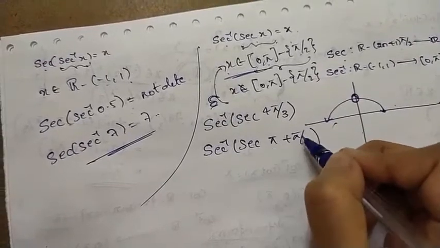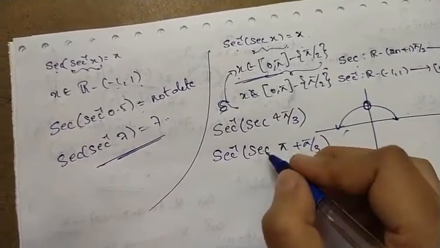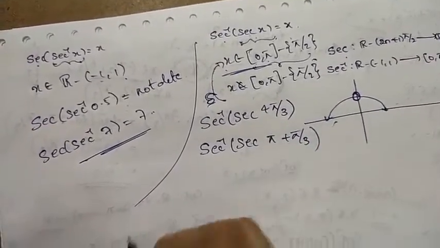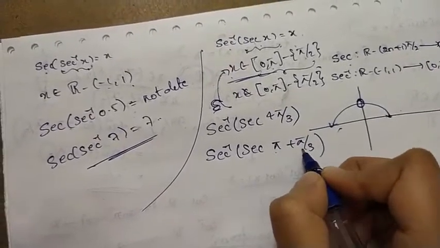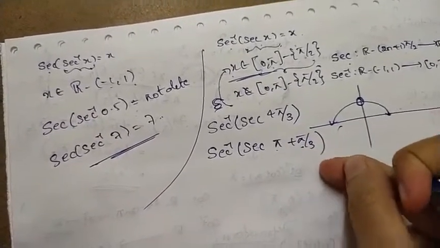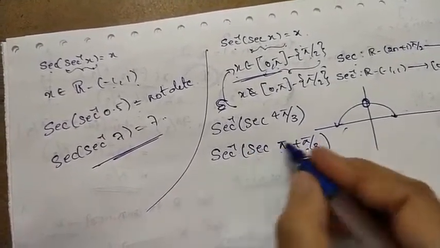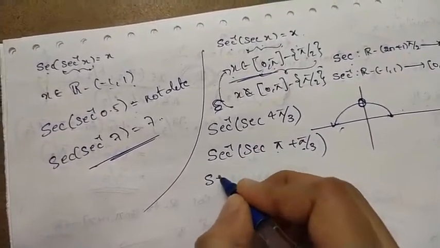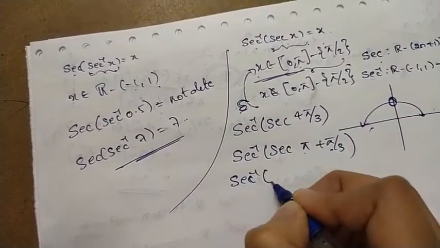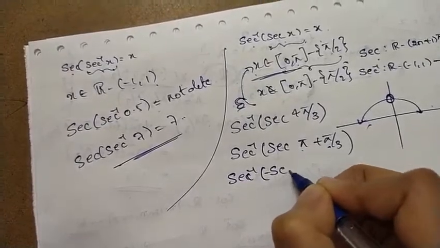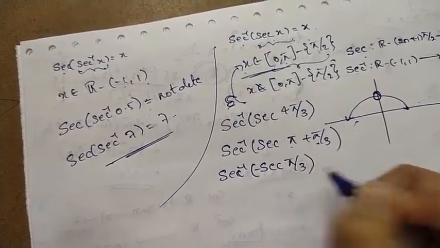So 3 plus 1, yes, 4 pi by 3. So secant inverse of secant of pi plus pi by 3. Clearly it lies in the third quadrant. In the third quadrant, the secant function is negative. So secant inverse of minus secant pi by 3.